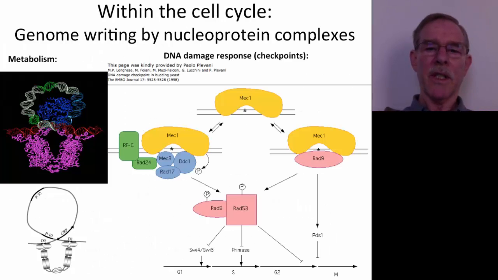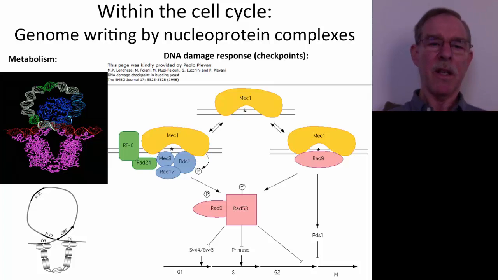Now, to exemplify what I mean about the formation of nucleoprotein complexes within the cell cycle, on the left here we see a picture of lac repressor protein bound to two different lac operator sequences, making a loop in the DNA, and below the crystallography picture there's a cartoon of what's happening, and this is important in the short-term metabolic regulation.